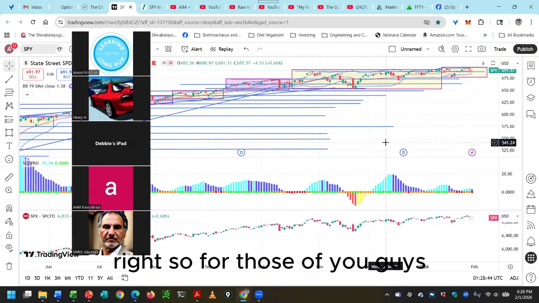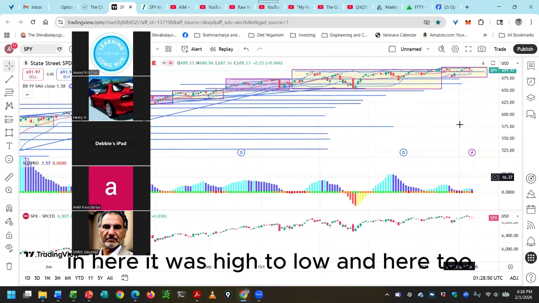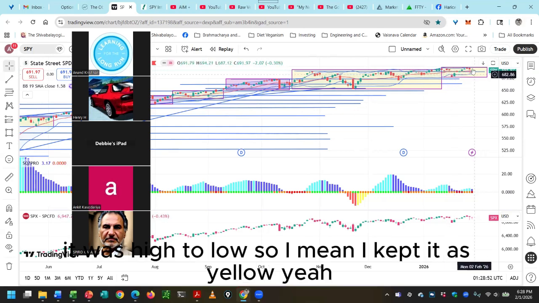So for those of you who see the different colors, in here it was high to low, and here too it was high to low. So I kept it as yellow.